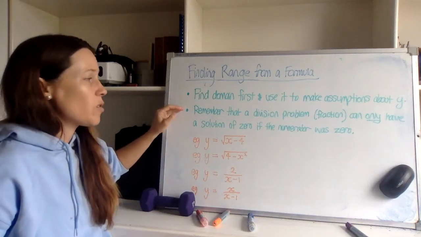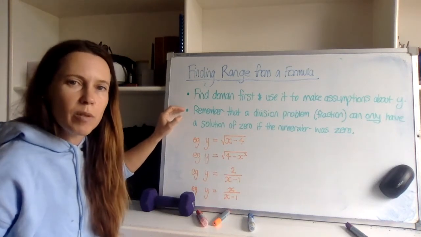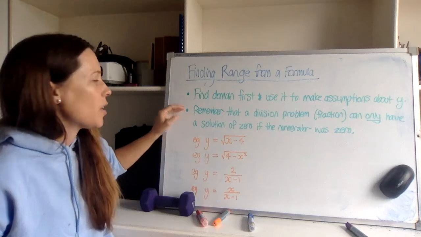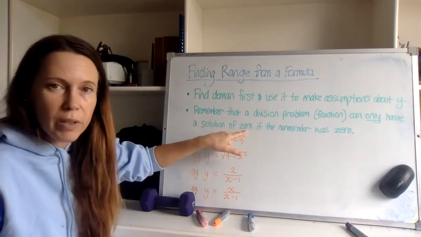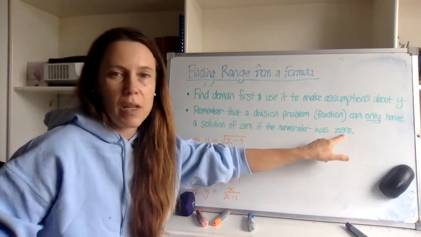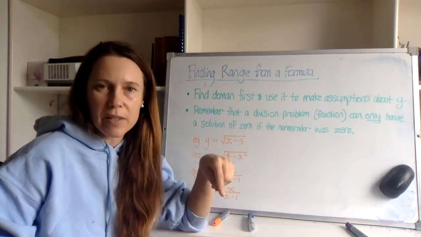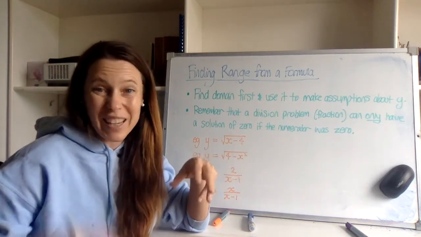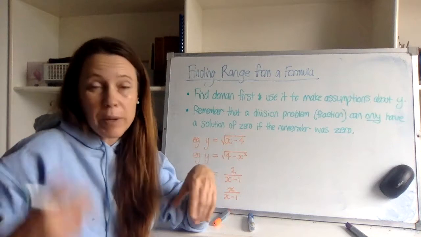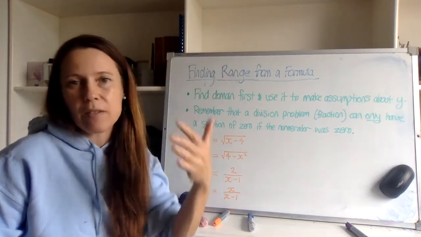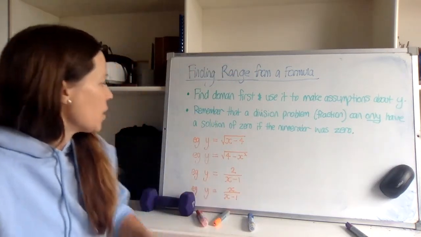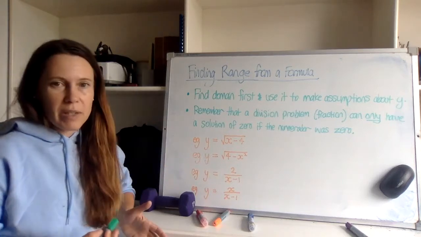Another basic principle is to just remember that if you've got a division problem, or in other words, a fraction, it can only have a solution of 0 if the numerator was 0. And that's obviously because we can't divide by 0. So if we're doing a division problem and we're getting 0, then the only way we can do it is if we started with 0 and then divided by anything else, really. So I think this will make more sense if we look at some examples.